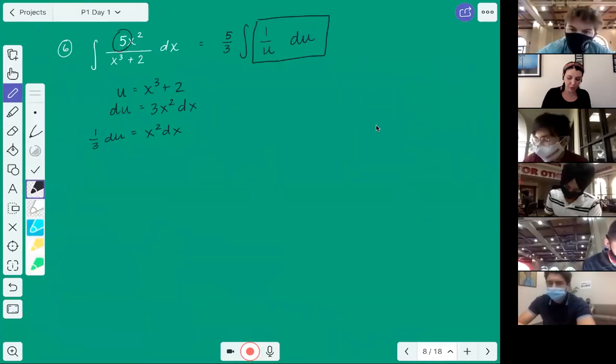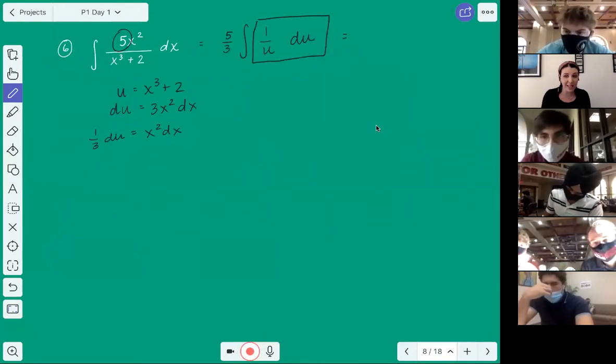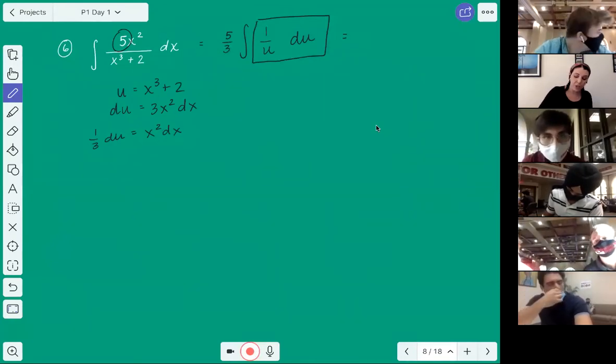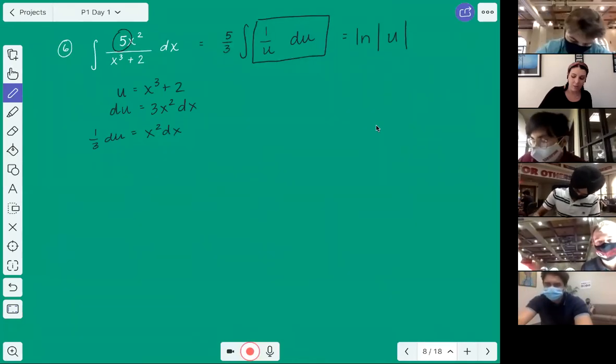Okay, now it's actually really important how you write this answer. So please make sure you look up here now. This is the biggest reason. Even when guys know that it's ln, they still miss points. We should be writing ln of absolute value of u plus c.